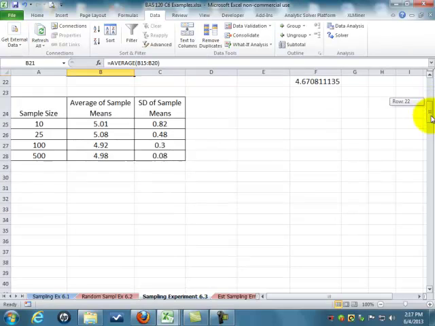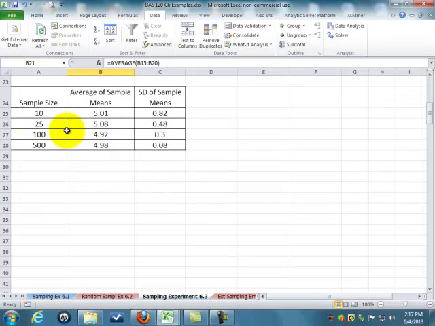Now, the whole point of this, and I didn't do 20 of these, is that as our sample size increases, our sample means are always going to hover around 5. But look what's happening to our sample standard deviations. They're going down, down. They're shrinking. So the power of large samples is that the standard deviation of the sample means goes down.